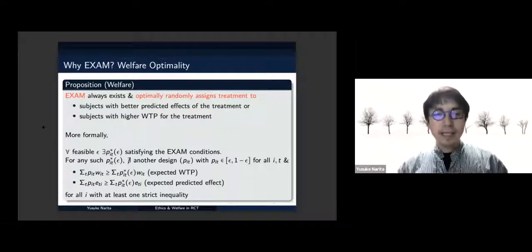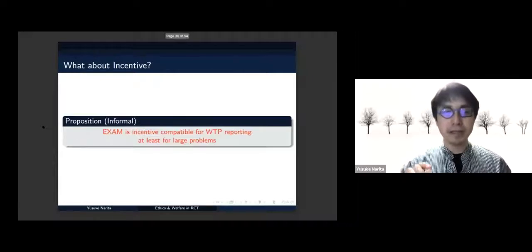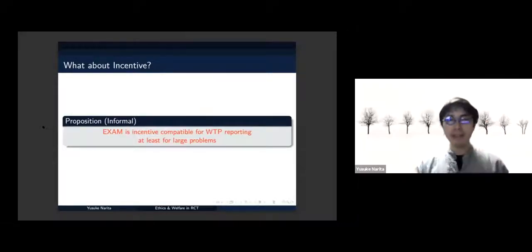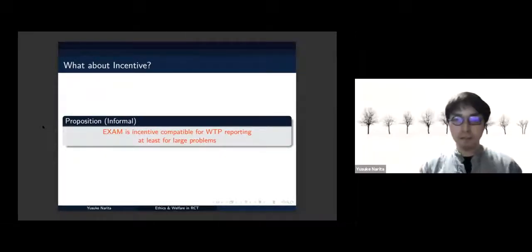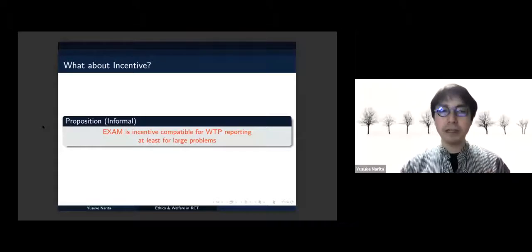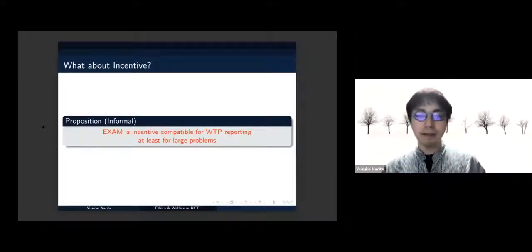Then in this result, I take this willingness to pay data W as given and as representing the true preferences of experimental subjects, right? But in practice, these preferences and willingness to pay are, of course, private information held by experimental subjects themselves. So therefore, in practice, the experimenter needs to ask experimental subjects to report their preferences about different types of treatments, right?